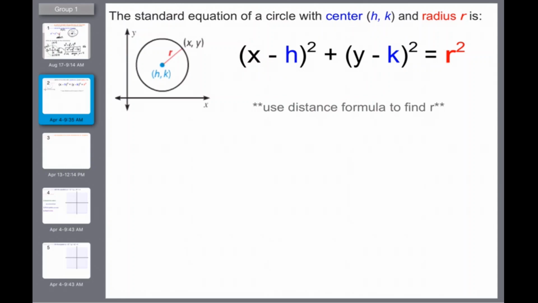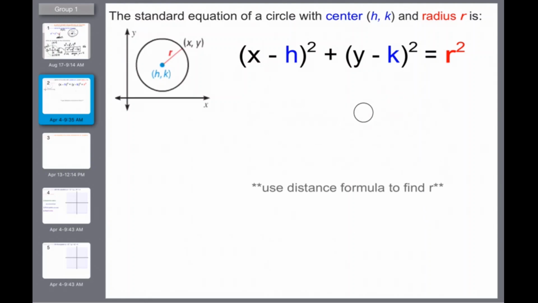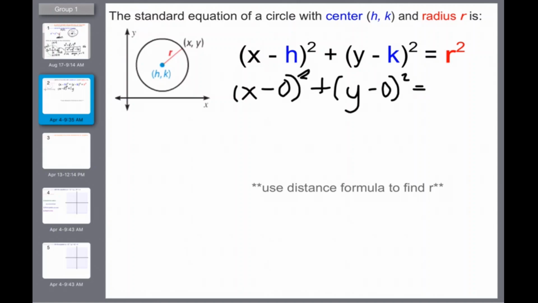And so this also helps us with problems that are centered at the origin. For example, the origin is 0, 0. If we were to plug in our origin here, we have x minus 0 squared plus y minus 0 squared is r squared.